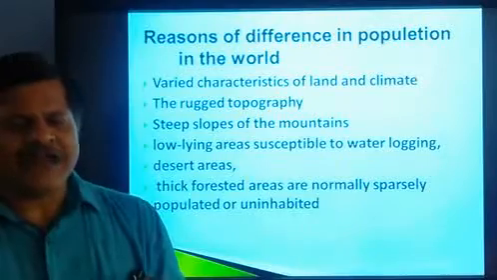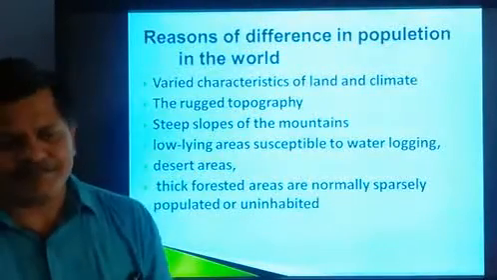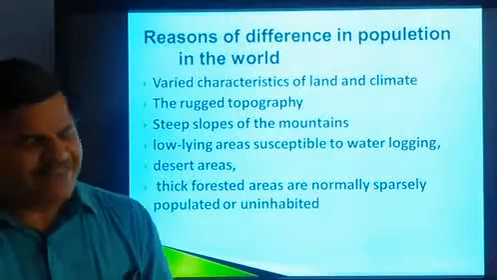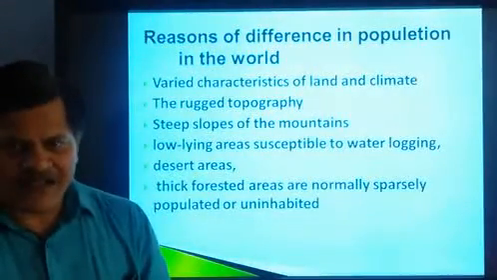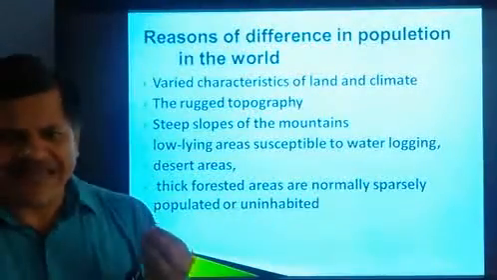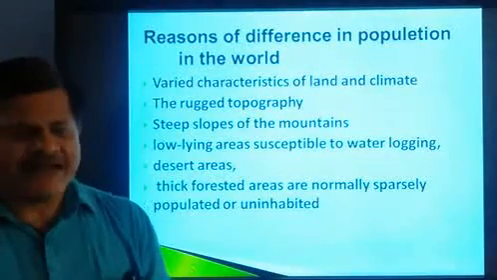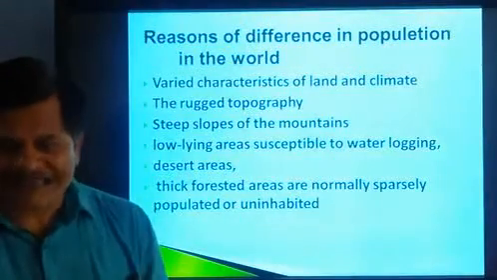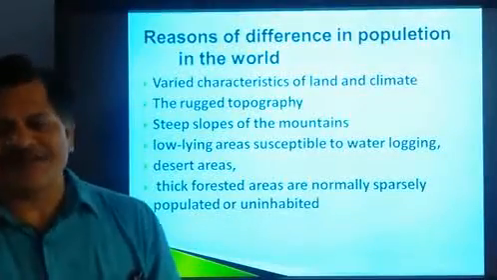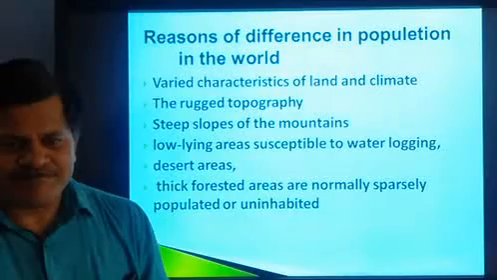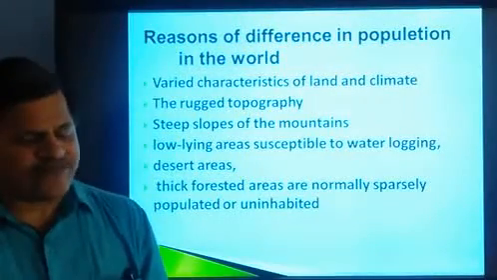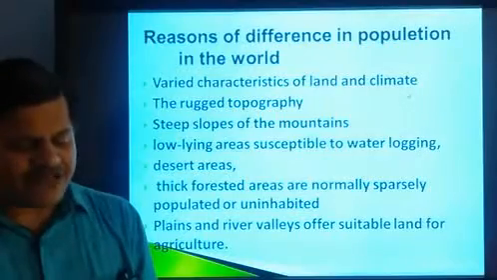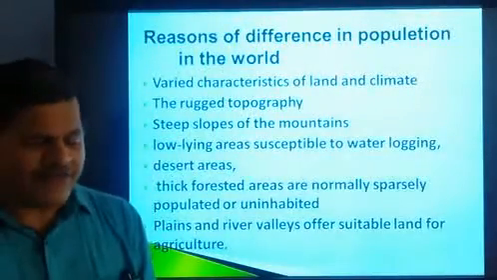Especially we prefer the belt of river basins. The world's major river basins are the Ganga and Brahmaputra river basins. Then in China, there are two major rivers. In every continent, wherever there are rivers, we prefer that because water is accessible for us, land is easily accessible for us, and climate is suitable for us. Plains and river valleys offer suitable land for agriculture, and because of that only we are preferring this.